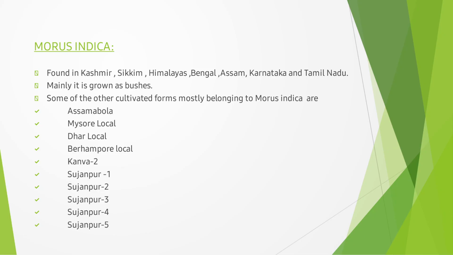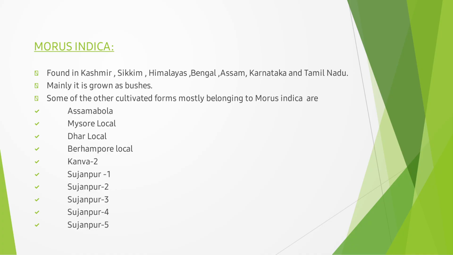This is an important species among which a wide variety of them are cultivated extensively throughout India in order to feed the silkworms. So this is found in Kashmir, Sikkim, Himalayas, Bengal, Assam, Karnataka and Tamil Nadu. Mainly it is grown as bushes.